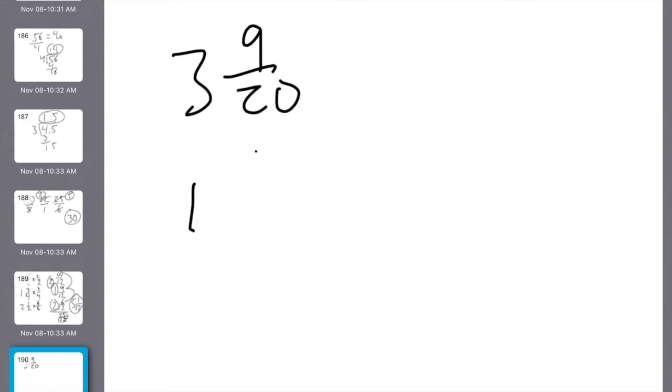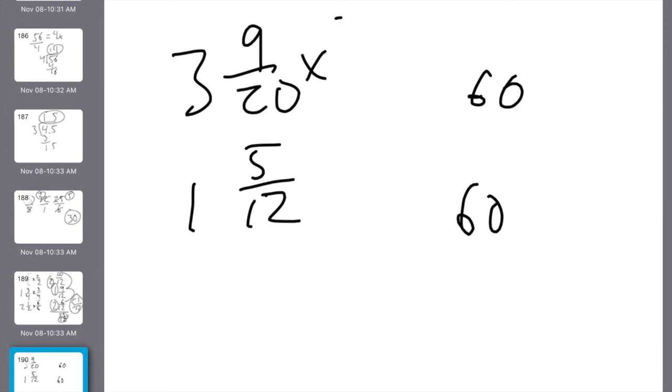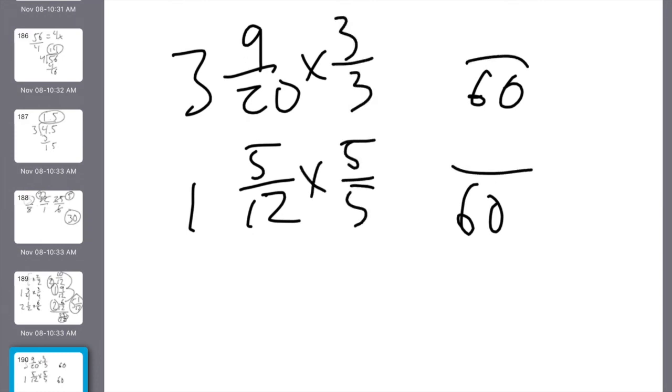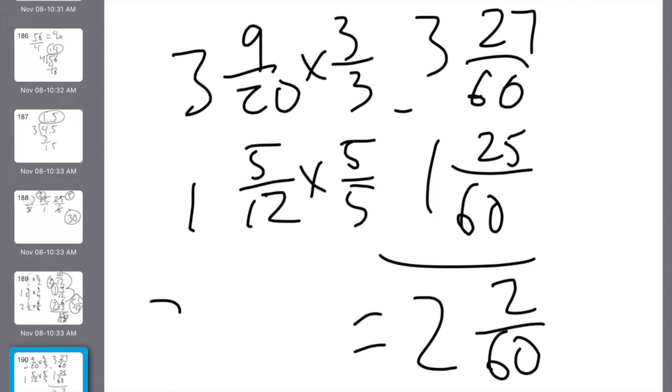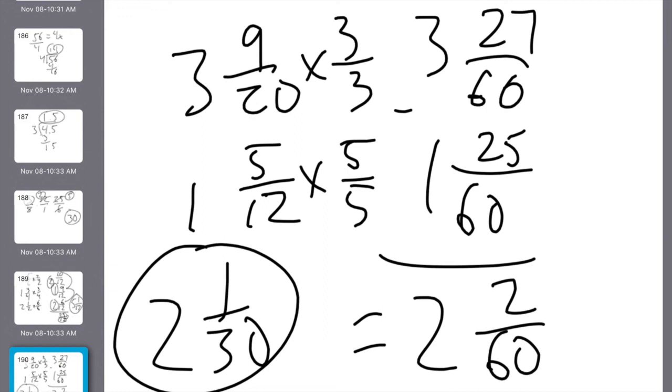Number 25. Big subtraction. I have 3 and 9/20 minus 1 and 5/12. Common denominator is 60 for this one, guys. So I'm going to multiply by 3 over 3 here. I'm going to multiply by 5 over 5 here. 9 times 3 is 27. 5 times 5 is 25. I bring my whole numbers with it. Subtraction. That's 2 over 60. That reduces and equals, guys, 2 and 1/30.